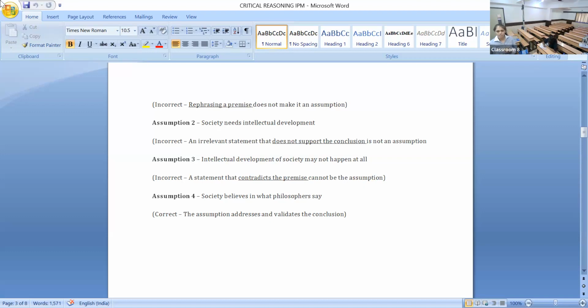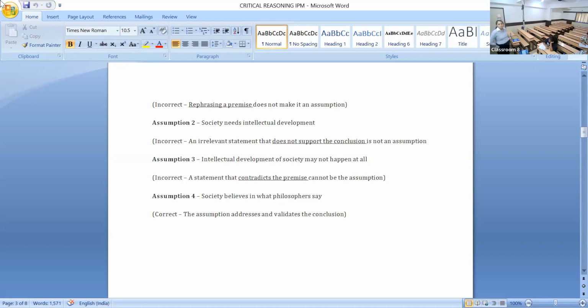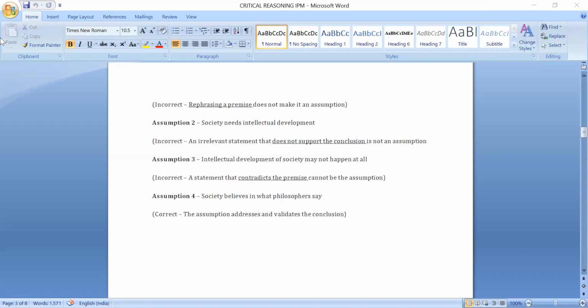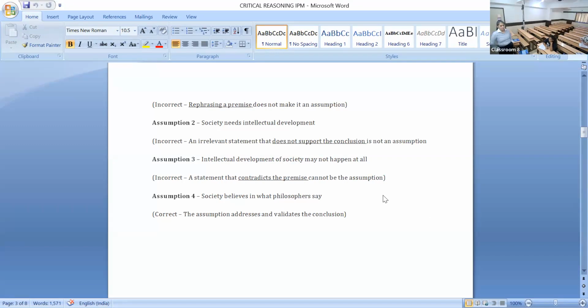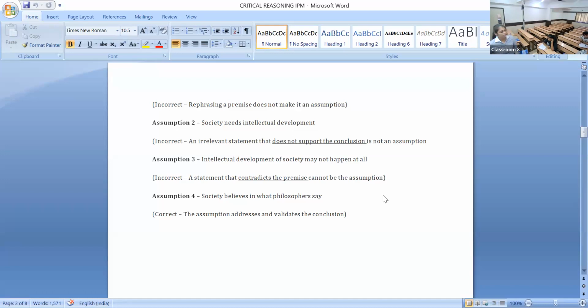Guys, done? Rahul, can you please tell me quickly? Rephrasing a premise does not make an assumption. A statement which is irrelevant and does not support the conclusion is not an assumption. A contradicting statement to the premise is not an assumption. Perfect. And the assumption addresses and validates the conclusion. So you need to ensure that your assumption has to validate the conclusion. Is everyone clear? Sneha, you clear? Perfect.